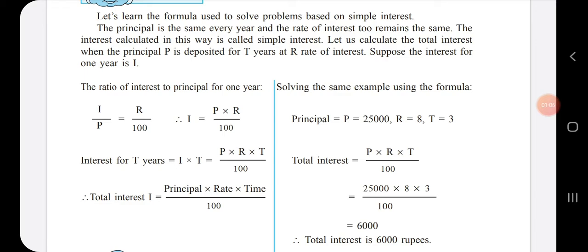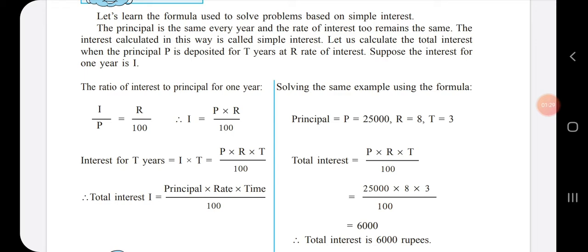Let us calculate total interest when the principal is deposited for T years at a rate of interest. Suppose the interest for 1 year is capital I. Then the ratio of interest to principal for 1 year will become I divided by P, is equal to I divided by 100. Because for P principal we are getting I as interest.